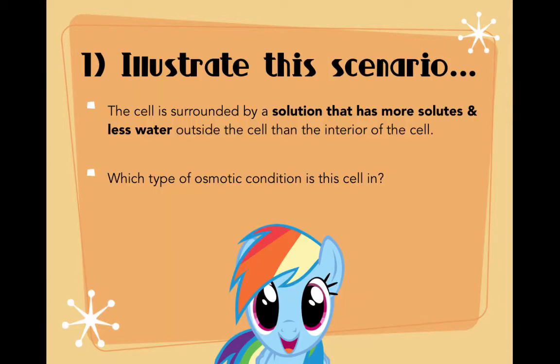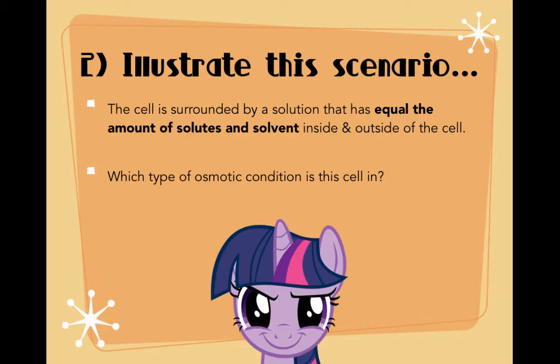The following three questions are questions that will be fair game on any test or exam. Number 1, illustrate the scenario. The cell is surrounded by a solution that has more solutes and less water outside the cell than the interior of the cell. Which type of osmotic condition is this cell in? Number 2, illustrate this scenario. The cell is surrounded by a solution that has equal amounts of solutes and solvent inside and outside of the cell. Which type of osmotic condition is this cell in?